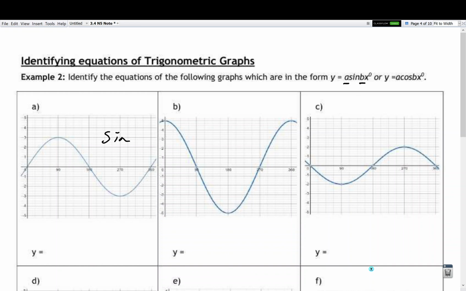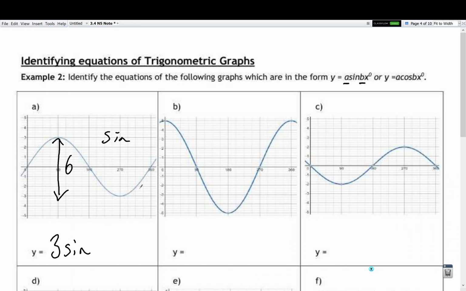What are the two things we need? The values of A and B. Now, A being the amplitude, half the distance between the maximum and min, and B being the number of waves in 360 degrees. So in this graph, if I draw these two lines here, we can see the maximum is 3, the minimum is -3. That's a distance of 6. Half of that distance is 3. So it's the graph of 3 sine.